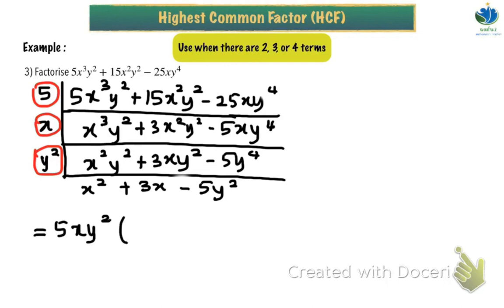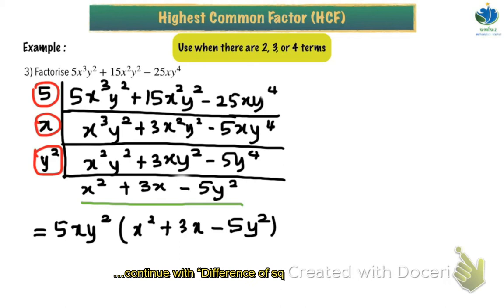Next, in the bracket, you should put the remainder here, which is x squared plus 3x minus 5y squared. So this is the answer to factorize this question.